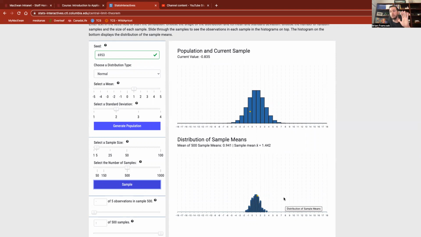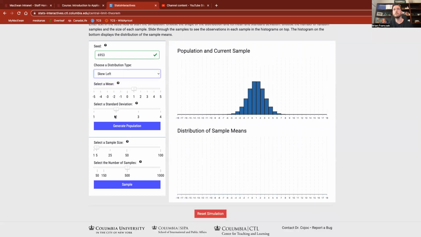This is a fact, and we can utilize this, and we have utilized this in previous exercises. Okay, what does the central limit theorem say to us? Well, let's say that our population is not normal. So we can choose skew right or skew left. I'll do skew left. Same mean, same standard deviation. So this is now the generating population.